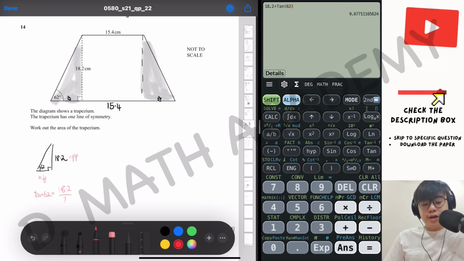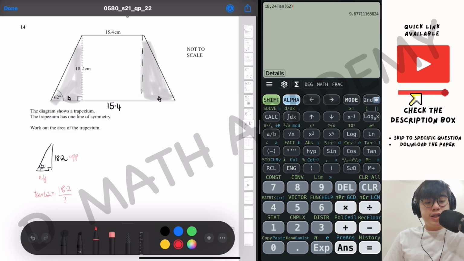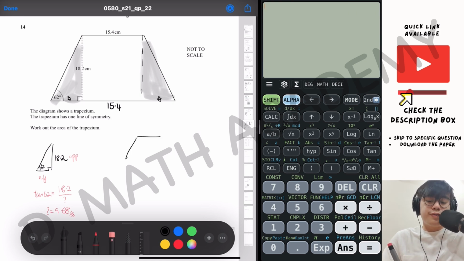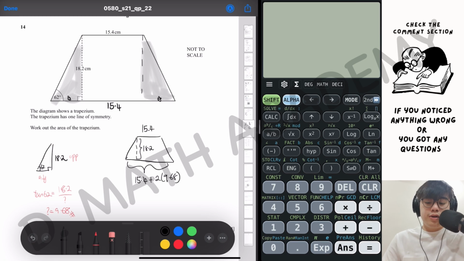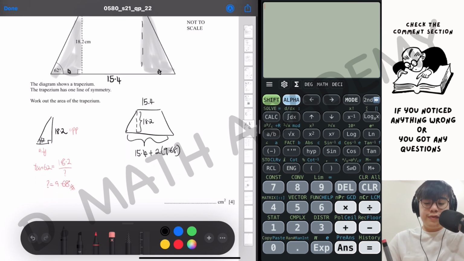You will get your answers as 9.68. So to obtain your final answer, the area of this trapezium here, I will redraw the shapes right over here. This will be 15.4, while the bottom of it will be 15.4 plus 9.68. The height of this would actually be 18.2. So let's work out the final answer here.